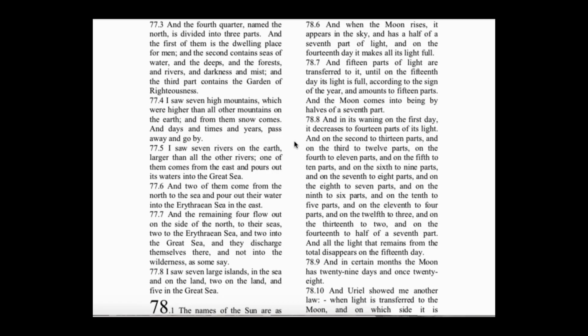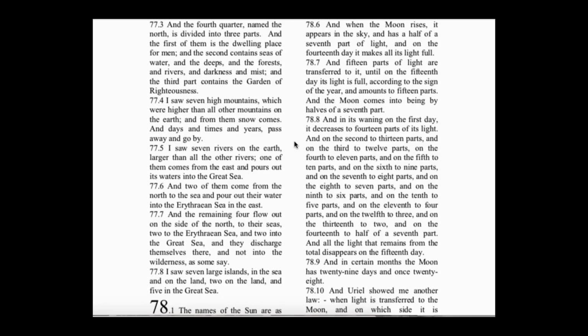So on the second day of the waning, which is the 17th day of the month, the light decreases to 13 parts, which means 2 parts of the light disappeared, and so forth into the 30th of the month, which is the 15th day of the waning. All the light that remains from the total disappears, right?